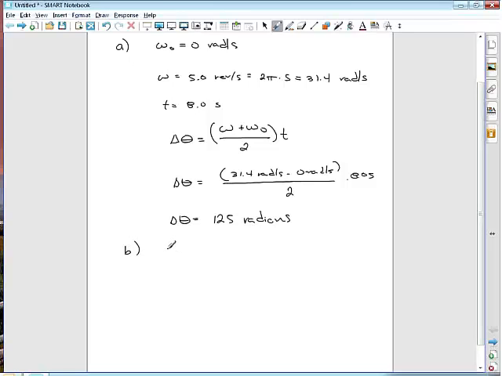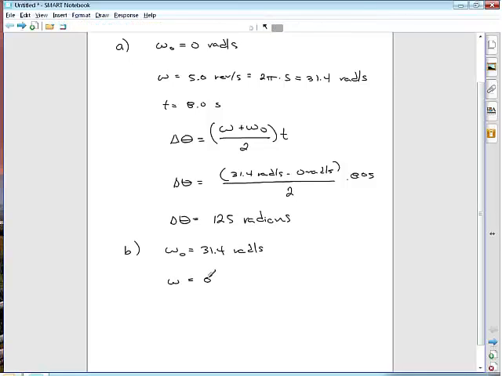Okay, so the second part of the process is we start off with 5 revolutions per second, and we'll just leave it in radians per second. So omega 0 for the second part is 31.4 radians per second. The final speed is 0 because it stops. And the time it takes is 12 seconds, so we have t equals 12.